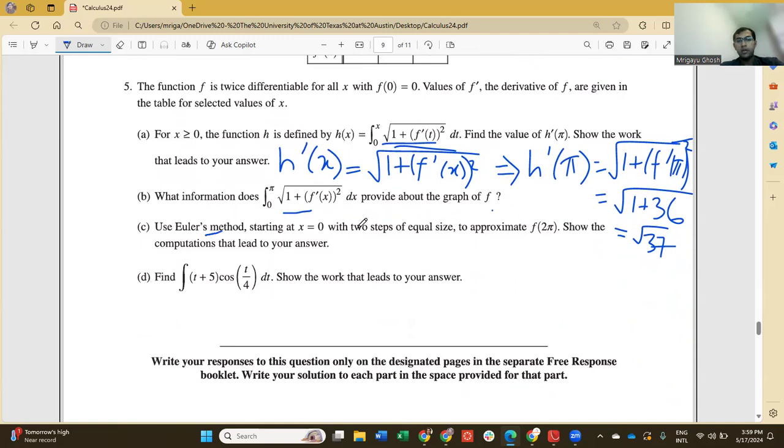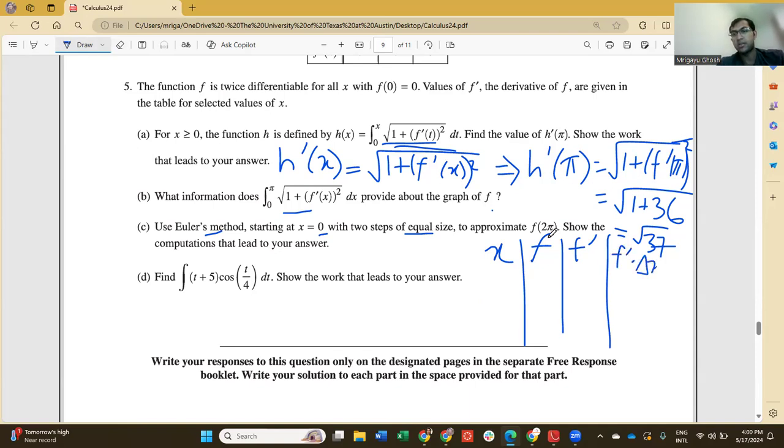Now we're going to use Euler's method, starting at x equals 0, with two steps of equal size to approximate f of 2 pi. So I like to use the table, as many people do. So we have x here, we have y here. They actually give you f, so let's do it in terms of f. We have x, we have f, then we have f prime of x, right? And then f prime of x is just df dx, so we can multiply, and then you can have an extra column that's f prime times delta x, right?